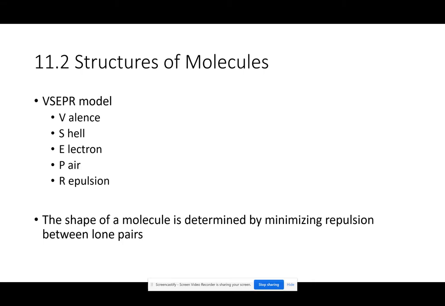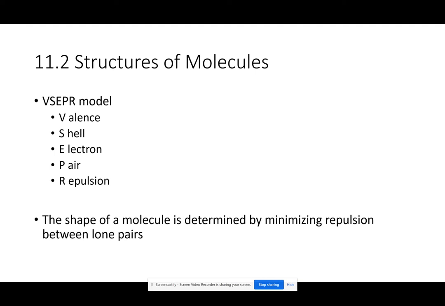When molecules form, they do so in particular shapes based on VSEPR theory, or the VSEPR model. VSEPR stands for valence shell electron pair repulsion. We know that electrons are negatively charged and therefore they repel each other. And so when molecules form, they form in shapes to minimize that repulsion.